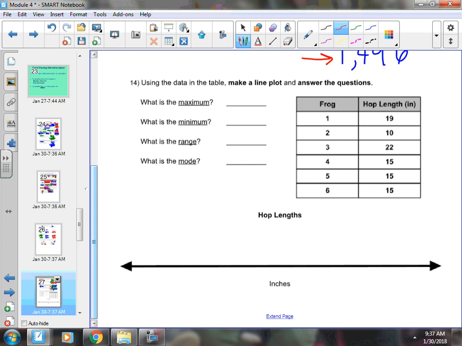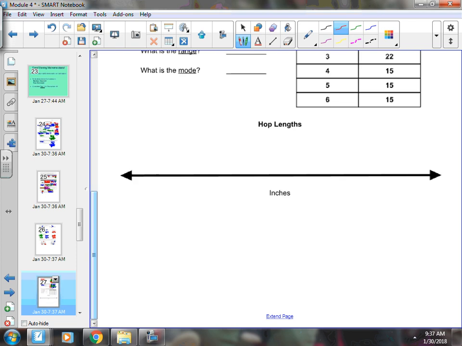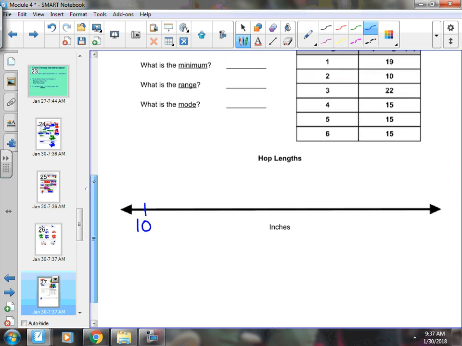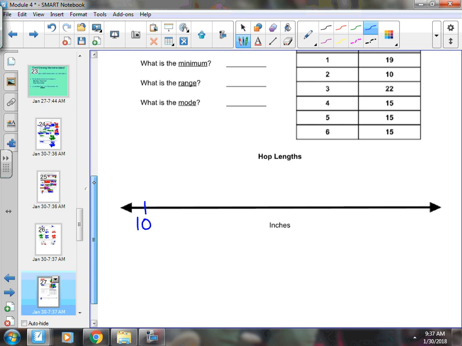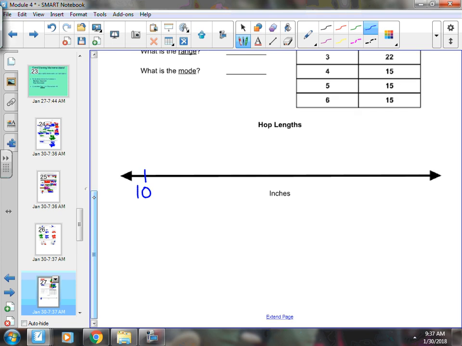So let's look at how far they jumped in inches. I see a 19, a 10, a 22, a 15, a 15, and a 15. So our lowest number is 10. So I think we should start our number line at the number 10, so close to the left side. Let's do 10 inches. The biggest number looks like 22. Maybe let's go up to 30, just to make our line plot nice and easy.